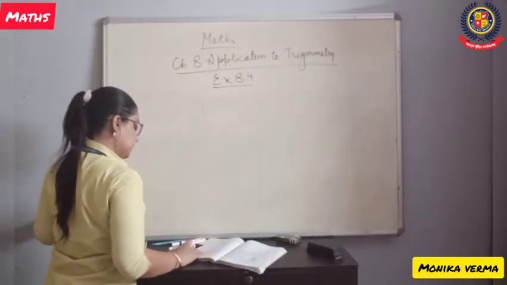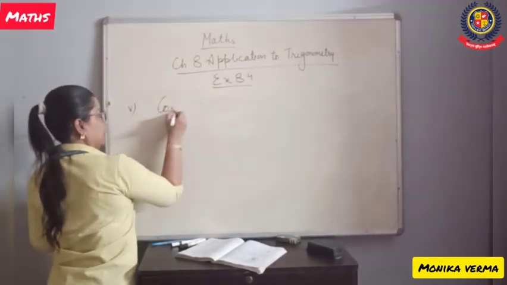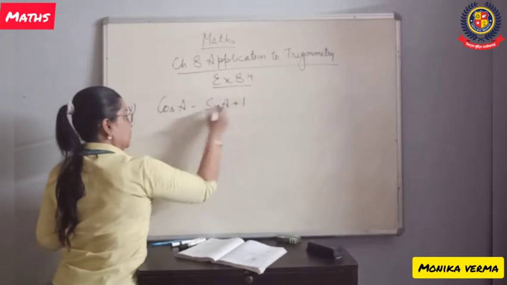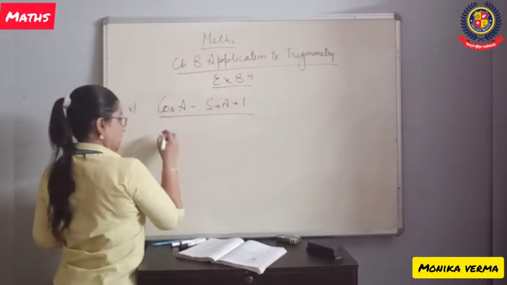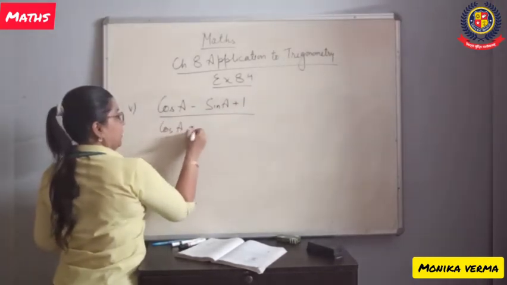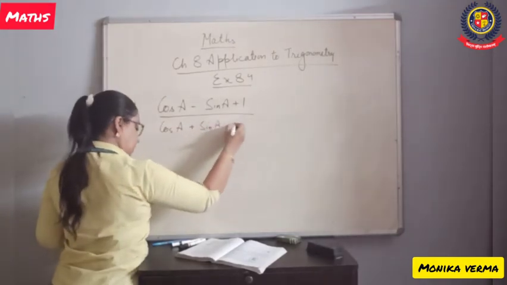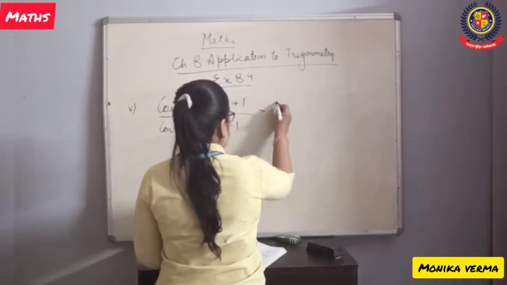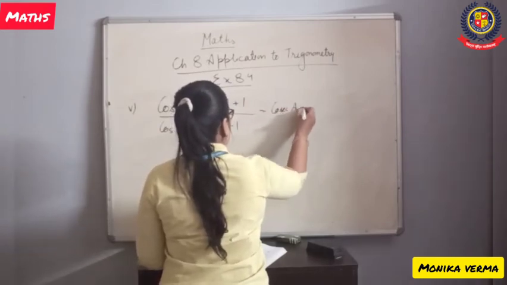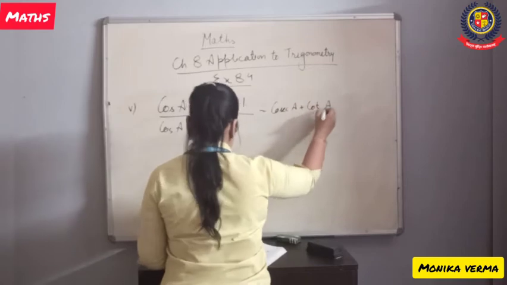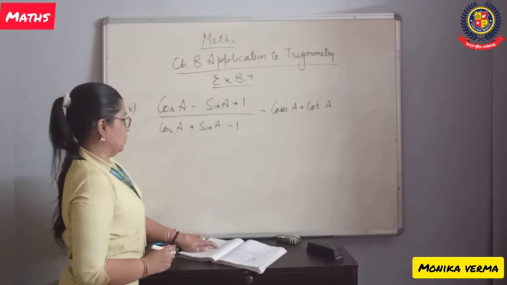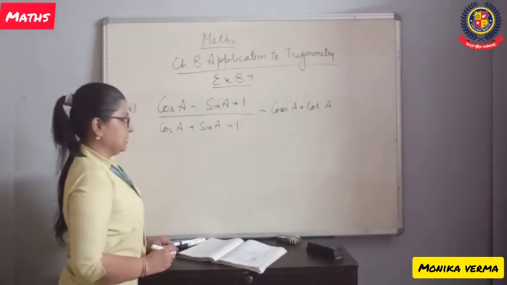Fifth part is cos A minus sin A plus 1 upon cos A plus sin A minus 1 is equal to cosec A plus cot A. I will repeat the question. Cos A minus sin A plus 1 upon cos A plus sin A minus 1 is equal to cosec A plus cot A.